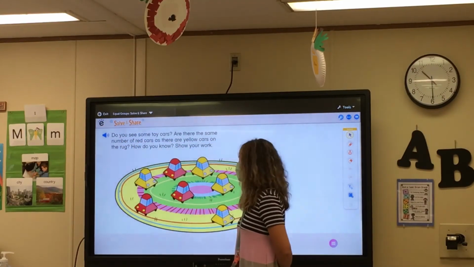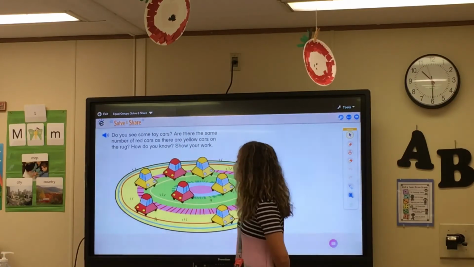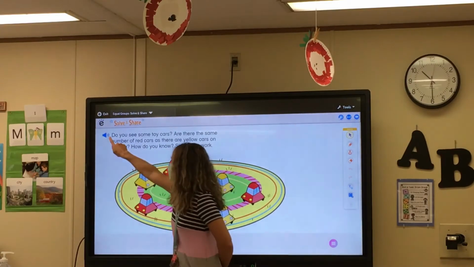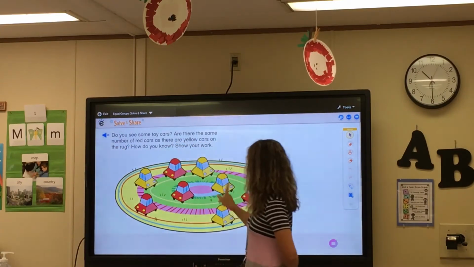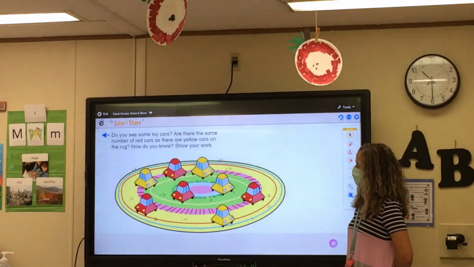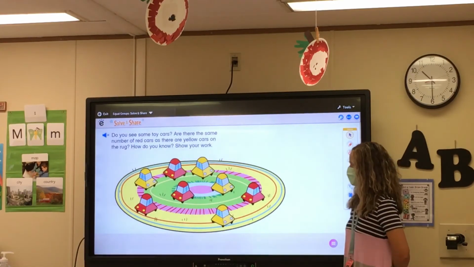All right, Georgia, what do you see? Heart. We have some toy cars, okay? So, listen to the question. You ready? Here it comes. Do you see some toy cars? Uh-huh. Are there the same number of red cars as there are yellow cars on the rug? How do you know? Show your work.